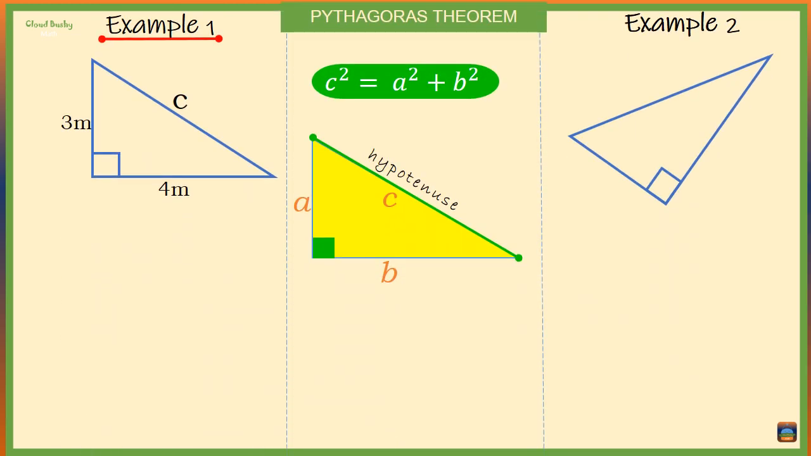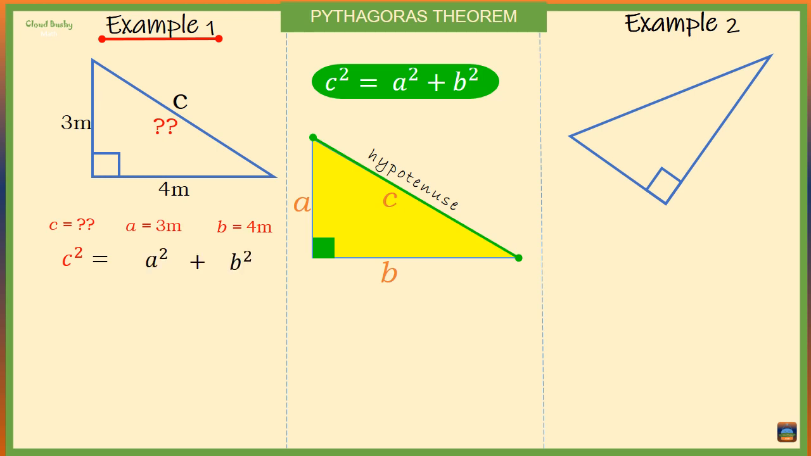Example 1. We have a right-angled triangle with two sides labeled 3 meters and 4 meters. Let's take A to be 3 meters and B to be 4 meters. We want to find the value of C. Using the Pythagoras theorem, we can write C squared is equal to A squared plus B squared.